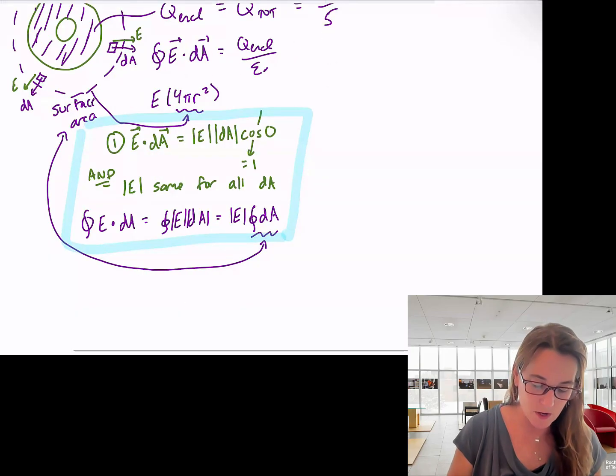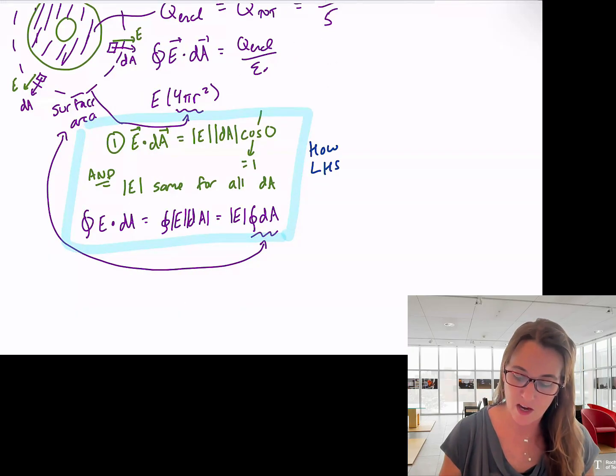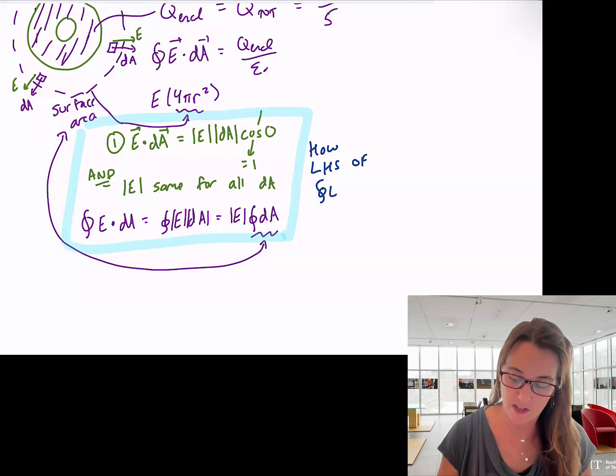This is how the left-hand side of Gauss's law simplifies.